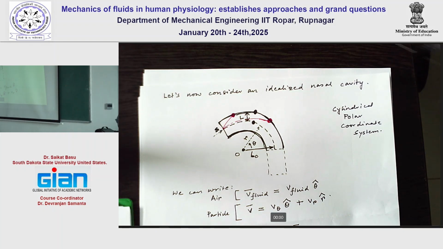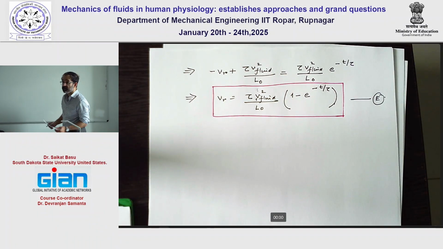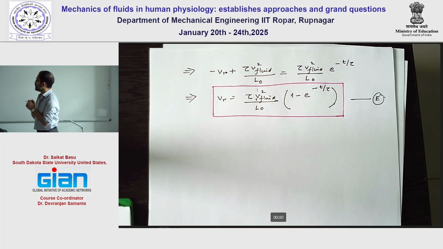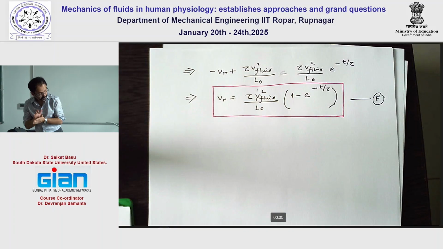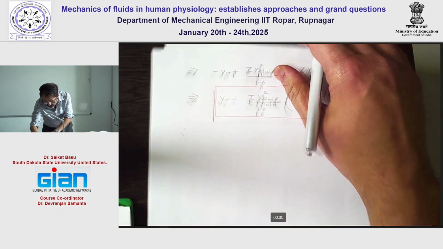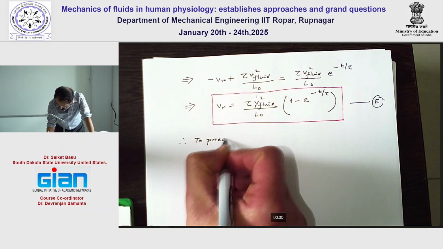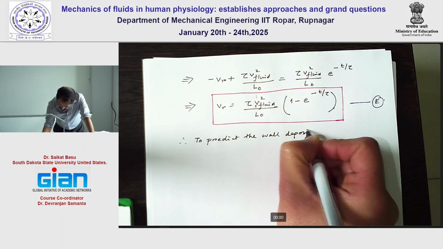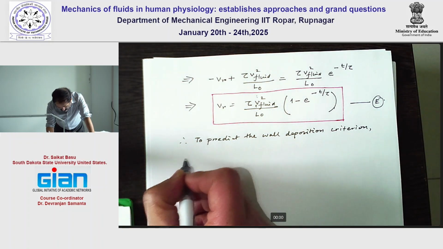And now, with that logic, we do have how Vr is varying over time. So now we are very close to a solution which can develop a generic criterion for wall deposition. We just have to do one more layer of integration. So we have the Vr. So therefore, to predict the wall deposition criterion, we have to integrate again.